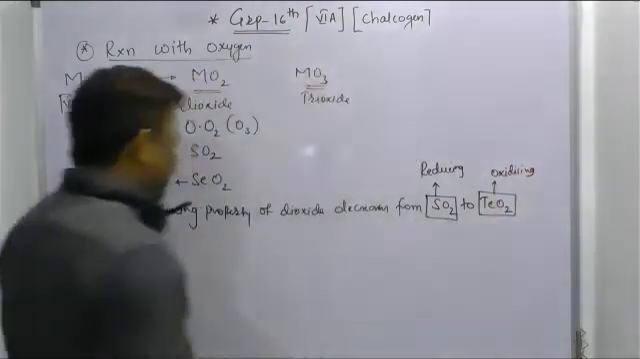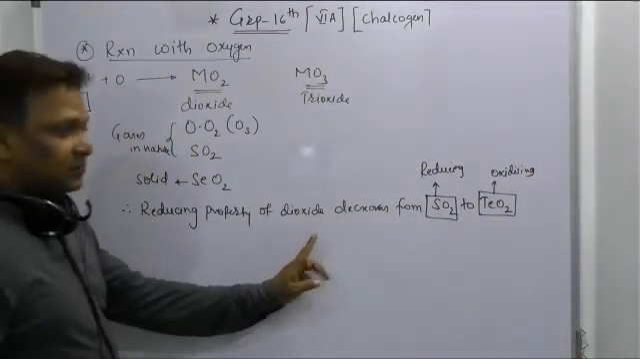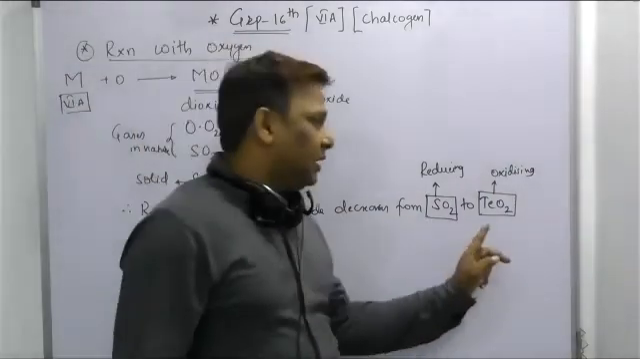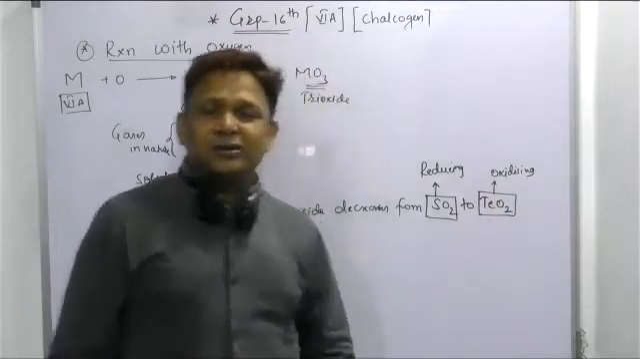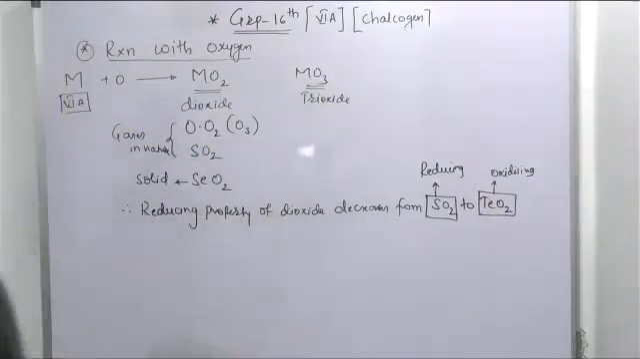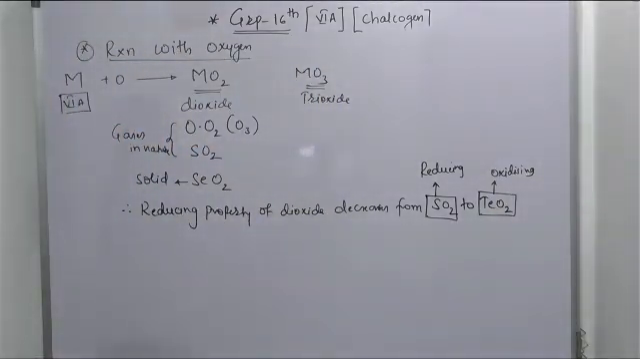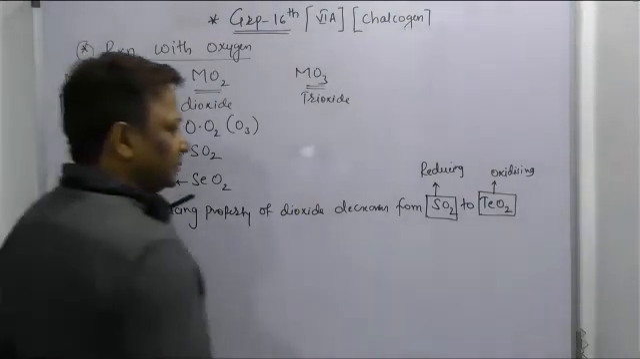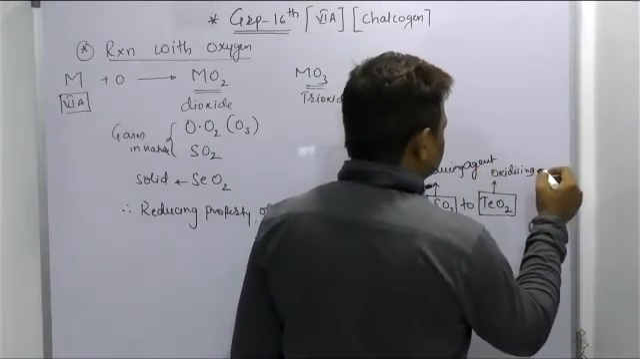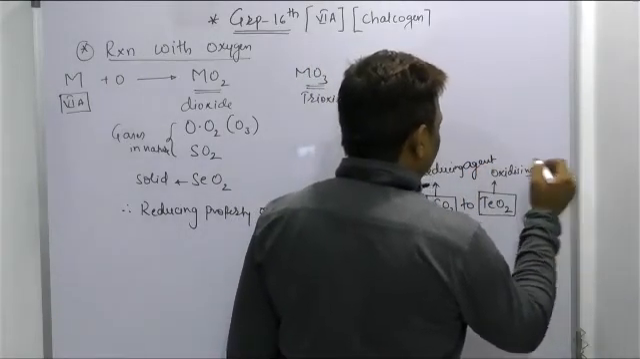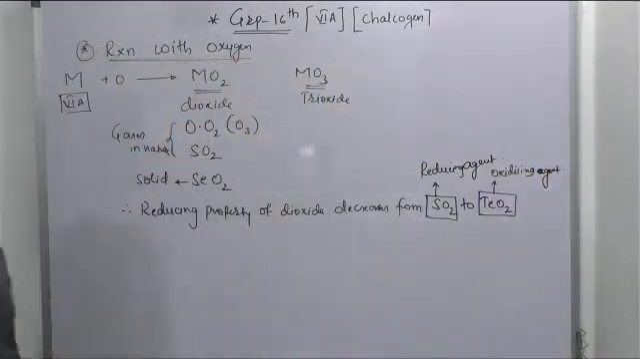That's why, beta, when reducing property decreases, it becomes less reducing in nature. The less reducing, the more oxidizing. So TeO2 becomes an oxidizing agent, and SO2 is a reducing agent. Is it clear, beta? One is a reducing agent, the other one is an oxidizing agent.